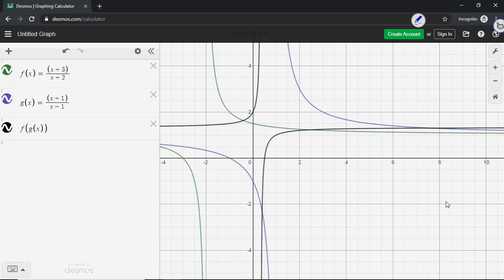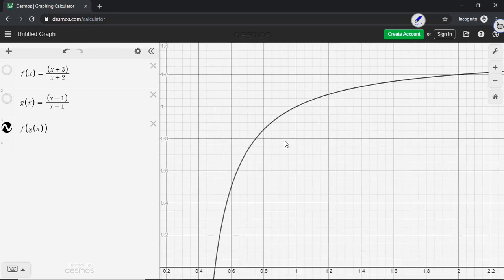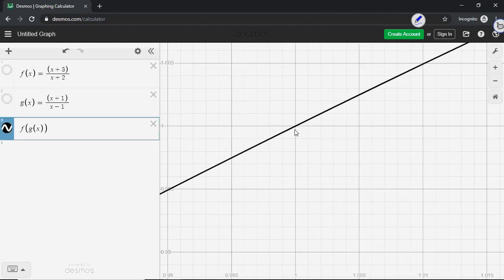And again, we can go to technology to verify. So a lot happening on screen right now, but if I turn off f and g, then I just get f of g. Clearly, it's got a vertical asymptote right where we said it should be, at 1/3. But if I look really closely, it certainly looks like it's defined every place else. If I keep zooming in here, it's always going to look as though it's defined when x is equal to 1. But if I click on the graph, it'll tell me that it's undefined.